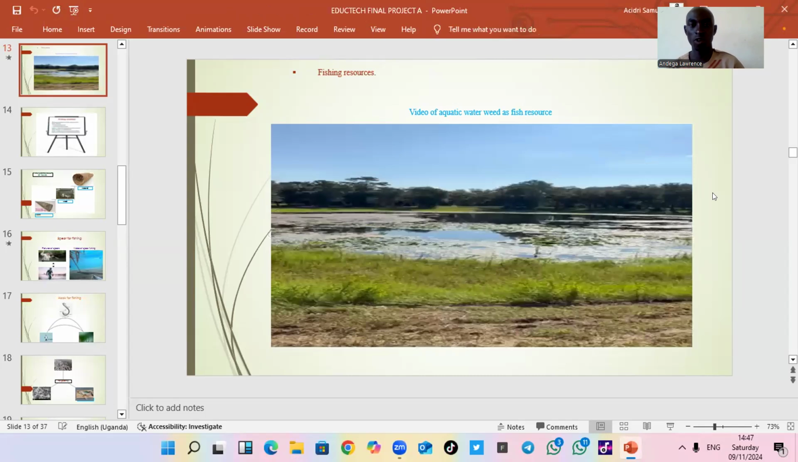So apart from fish itself, we have also the water weeds or the aquatic plants that are always on the water bodies. So the video here was basically showing other fish resources, especially the aquatic plants. And we all know that the plankton or the aquatic plants are always useful for the fish itself. They use it for food because it decomposes and the fish feed on it. So it is very vital.